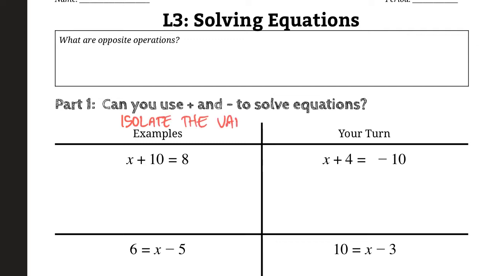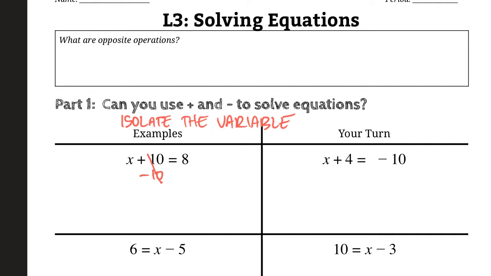That is the important thing. We want to isolate the variable. So in order to isolate the variable, to get x by itself, we want to get rid of this positive 10. How do you get rid of a positive 10? Another way of asking this is, what's the opposite of plus 10? And the answer is minus 10, right? So in order to get rid of that 10, we can subtract 10. Because if I subtract 10, 10 minus 10 is 0, so this part goes away.